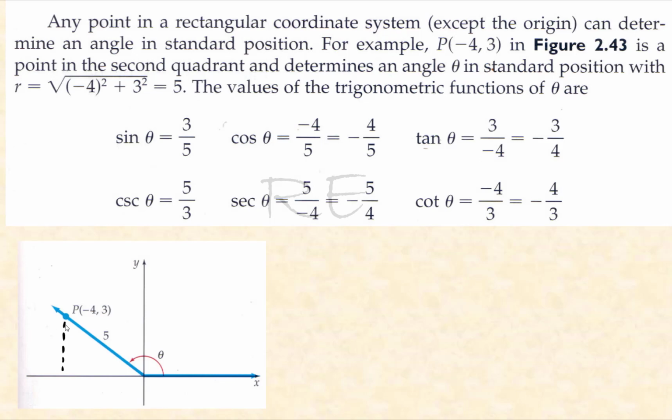For example, (-4, 3) is a point in the second quadrant. The radius is 5, and this is a list of the different ratios.